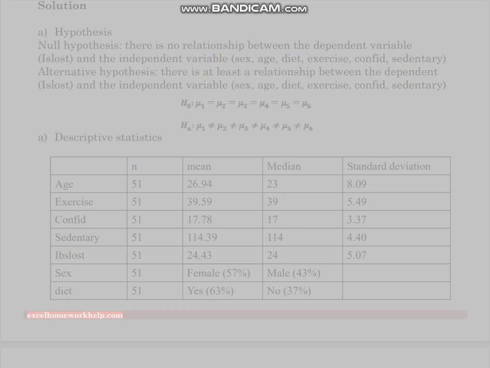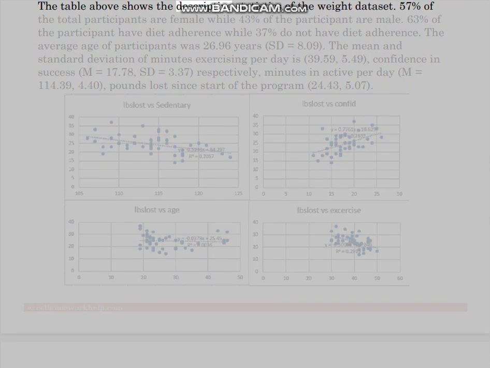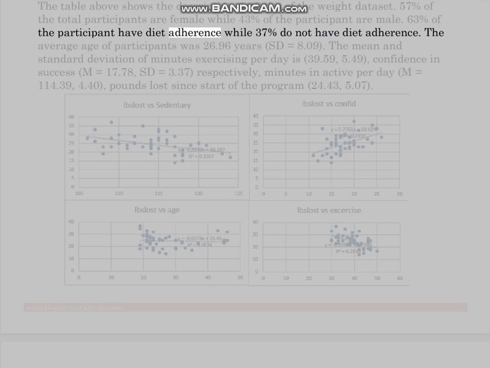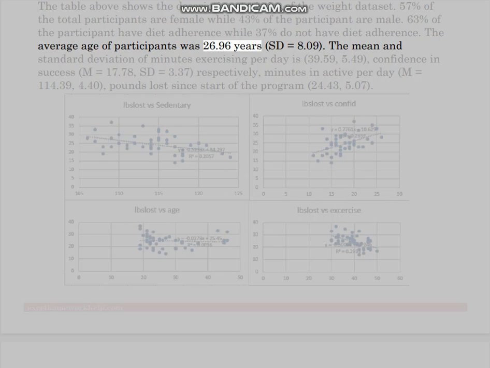The table above shows the descriptive statistics of the weight dataset. 57% of the total participants are female, while 43% of the participants are male. 63% of the participants have diet adherence, while 37% do not have diet adherence. The average age of participants was 26.94 years, SD equals 8.09.